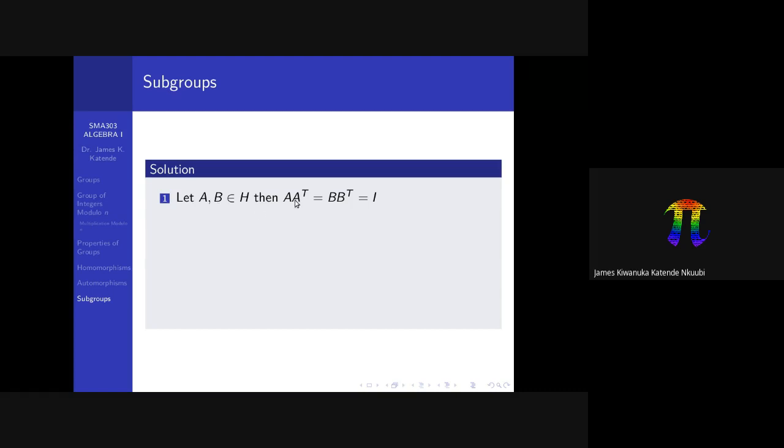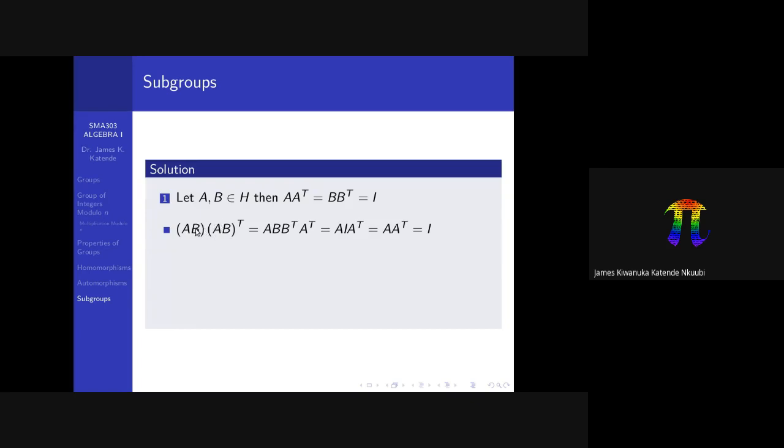Since they are from H, they must satisfy this property. They are orthogonal. It means the transpose of A is the inverse of A, and the transpose of B will also be the inverse of B, because that's how matrices in H behave. Now we pick two matrices from there. We want to multiply them, and we want to see if the product will also behave the same way. So if you multiply any two matrices from H, A and B, let's check what happens.